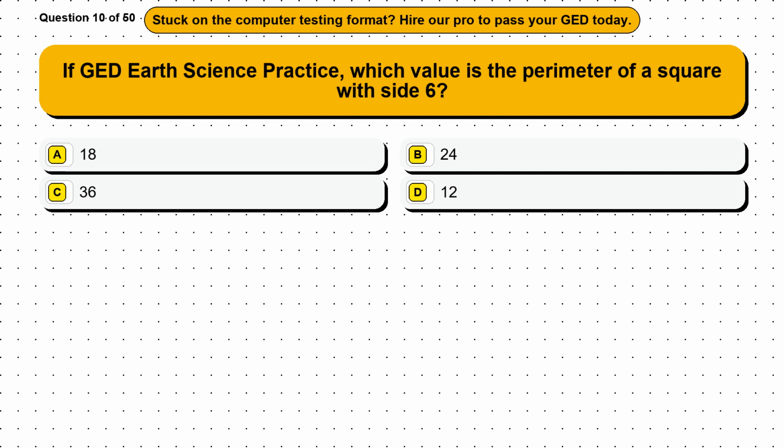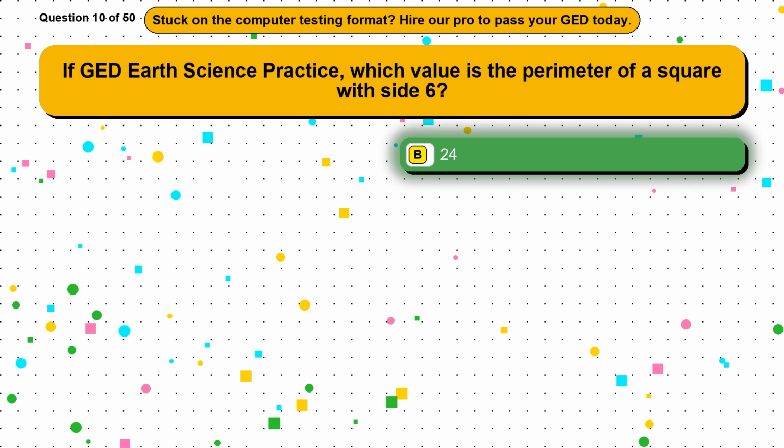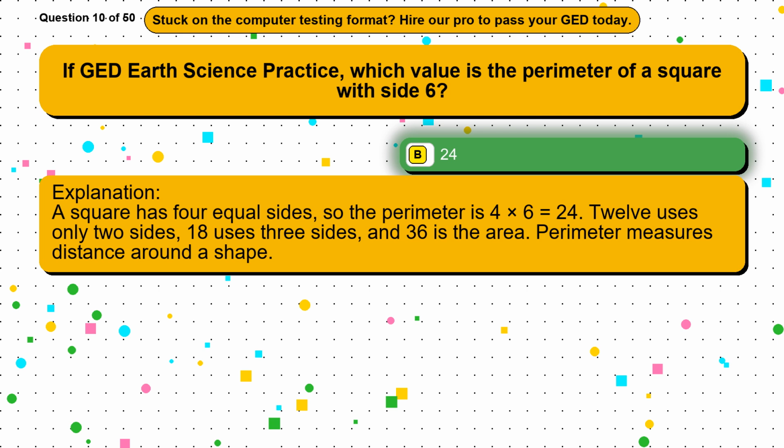Question 10. If GED Earth Science Practice, which value is the perimeter of a square with side 6? Option A 18. Option B 24. Option C 36. Option D 12. The correct answer is option B. 24. A square has 4 equal sides, so the perimeter is 4 times 6 equals 24. 12 uses only 2 sides, 18 uses 3 sides, and 36 is the area. Perimeter measures distance around a shape.